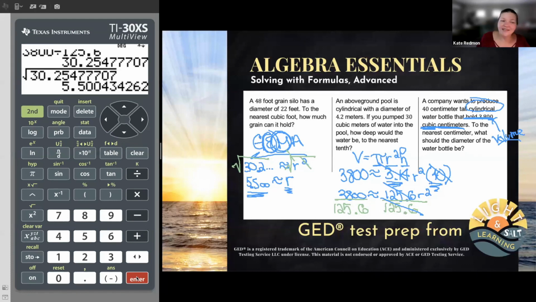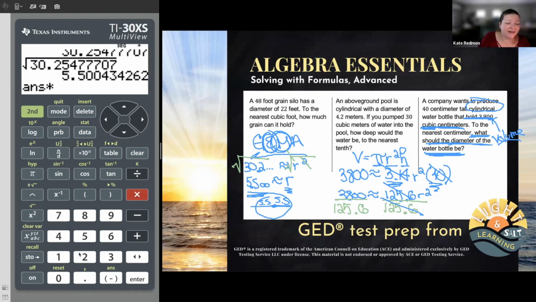And this problem, it didn't ask me about radius. Look what it asked me. What should the diameter of the water bottle be? Right now, I know that the radius from here to here is about 5.5, but the diameter, that stretches all the way across. So a diameter is 2 radiuses. I'm going to have that number twice, 2 times. And so I need to, as my final step to find the diameter, multiply by 2.